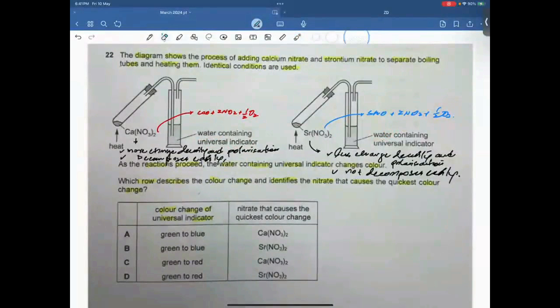Let me write one more statement here. NO2 gas. NO2 is an acidic gas, so it forms an acidic solution in water.